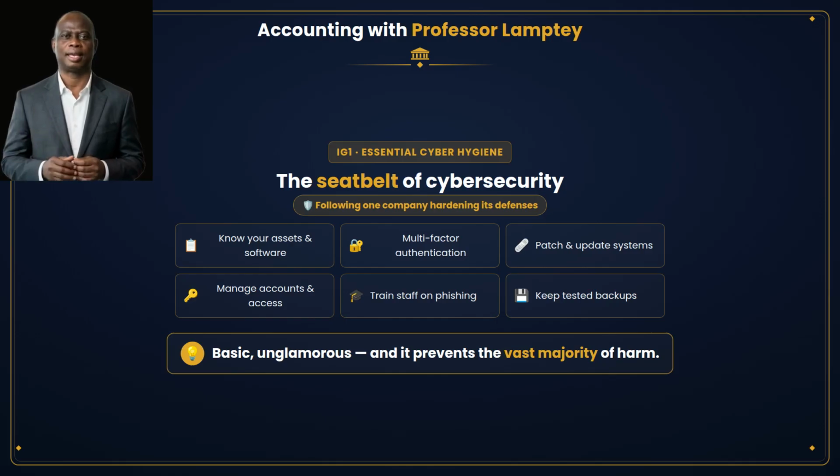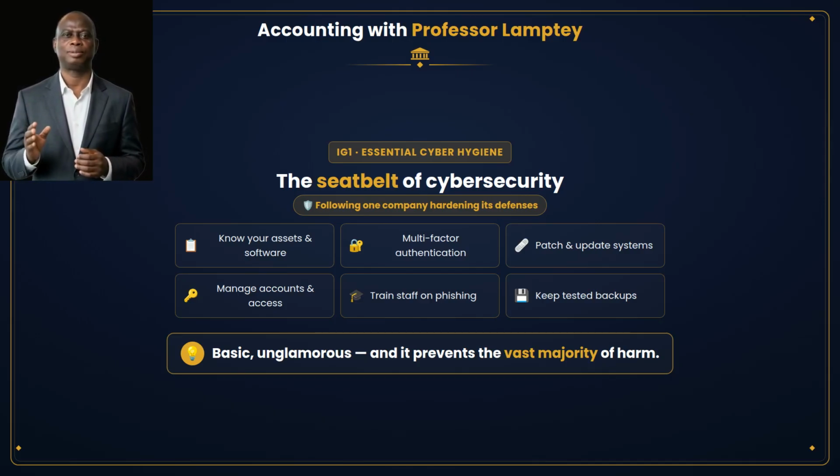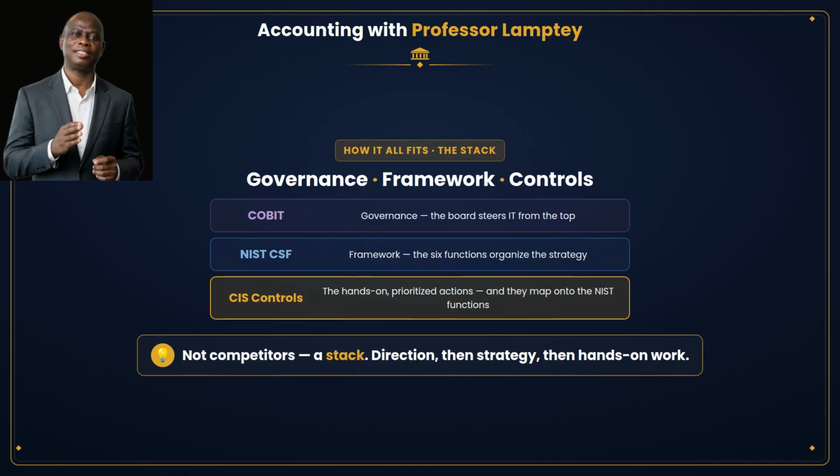None of it is exotic, and that's the point. IG1 is the seatbelt of cybersecurity. Basic, unglamorous, and it prevents the vast majority of harm. Do these, and our company has already shut the doors attackers use most. So how does this fit with what we've already learned?